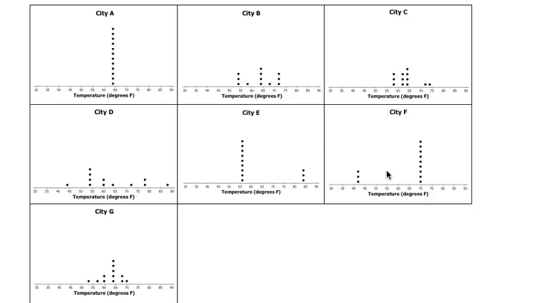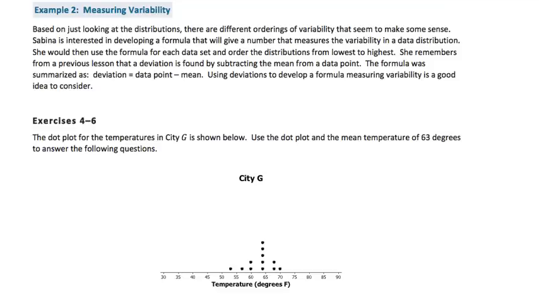And then if we were to order these 7 distributions from the least to the most variability, we would start with A, then probably C, B or G, E and F, and then D. Remember, we're not doing this scientifically. Based on just looking at the distributions, there are different orderings of variability that seem to make some sense.